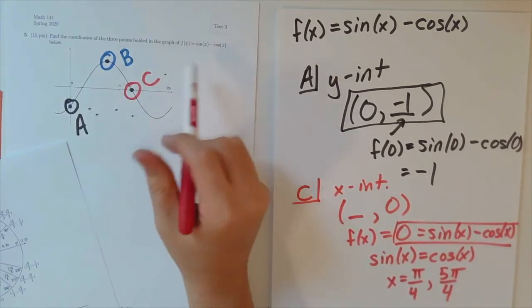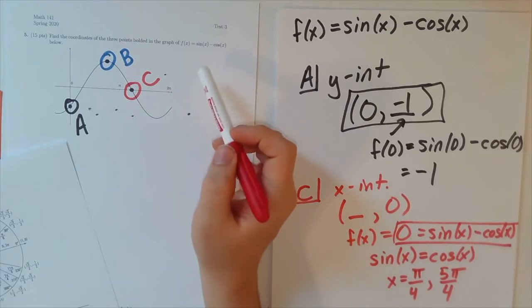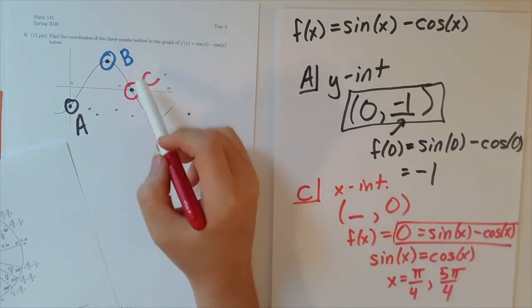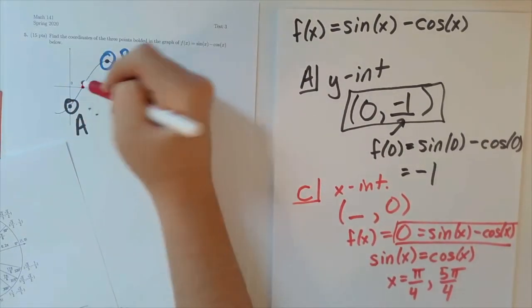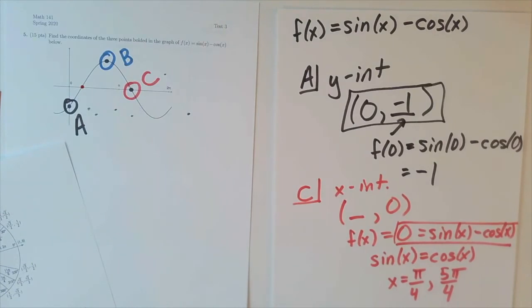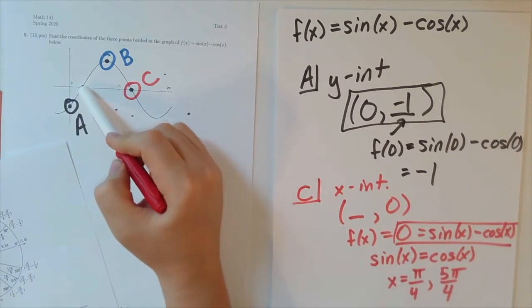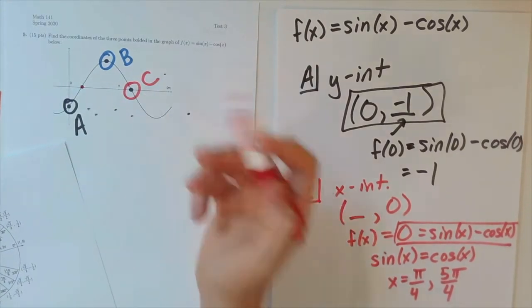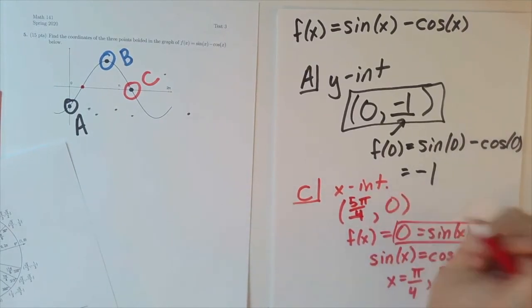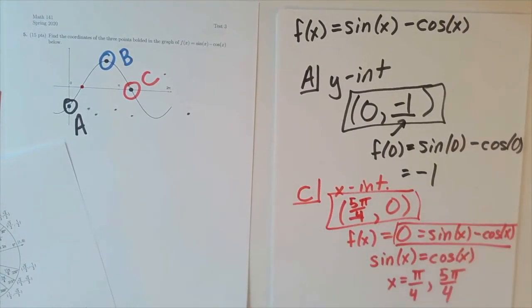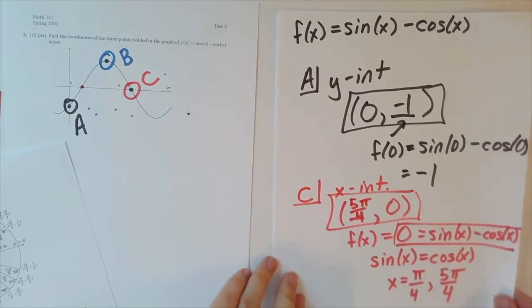Is this the one that happens at pi over 4, or is it the one that happens at 5 pi over 4? And to answer that, we have to notice there's another x-intercept, namely that one right there. And so these are the two x-intercepts we found, pi over 4 and 5 pi over 4. So they have to be in order. So that one has to be pi over 4, which means this one I'm looking at has to be 5 pi over 4. So this is 5 pi over 4, comma, 0. So that does A and C.